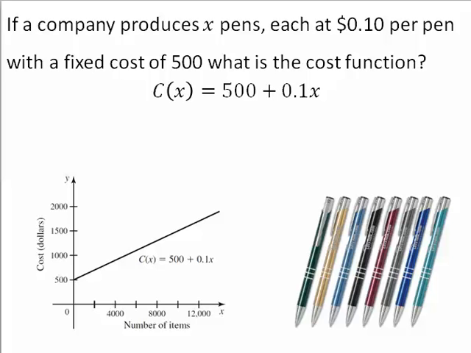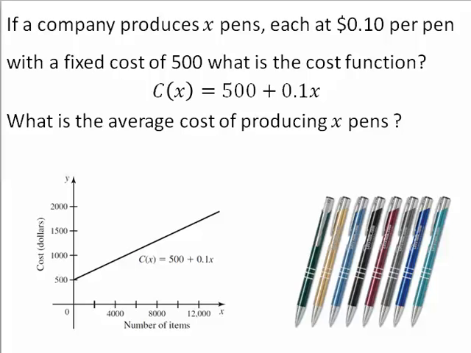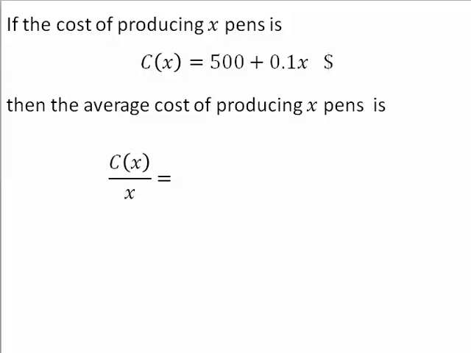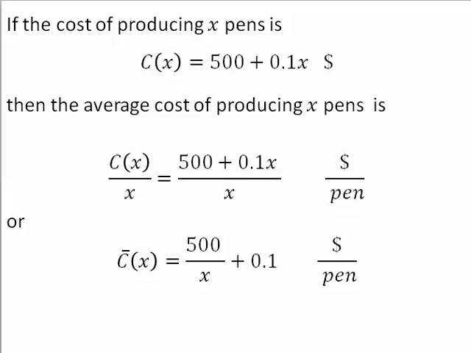Well, what is that per pen? How many dollars is that per pen? So another way of saying that is, what is the average cost of producing your 1,000 pens? Well, the average cost is just taking your cost function and dividing by the number of pens you produce, and that gives you your average cost in dollars per pen. Now, average cost has a particular notation of a bar above the C.